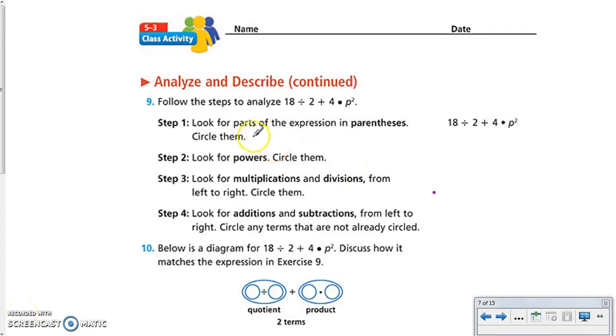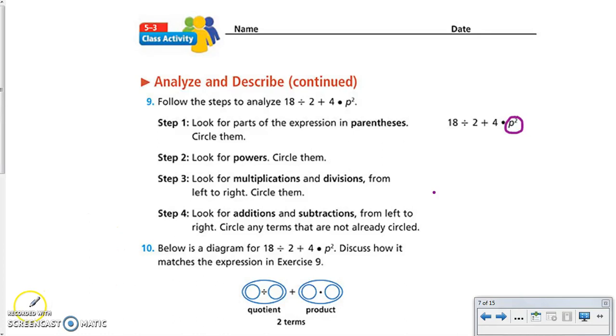Now the first thing we want to do is obviously step 1, and we're going to look for parts of the expression that are in parentheses. As we look at this expression here, you don't see any parentheses. So leave it alone, jump to step 2. Look for powers. If they have any exponents or powers, circle them. And as we look at this, we see we do have one p to the second power. So I will circle that in purple. You can do whatever color you desire.